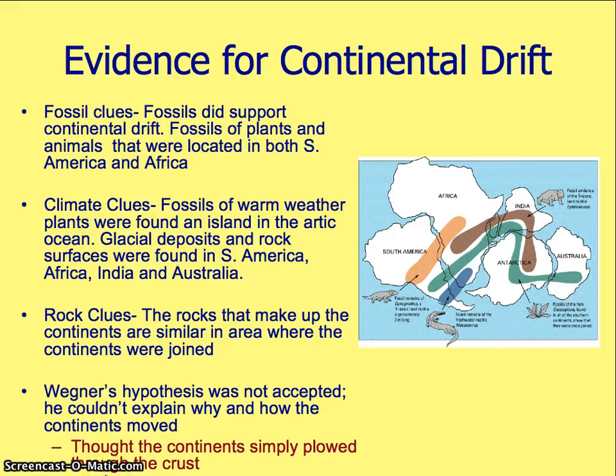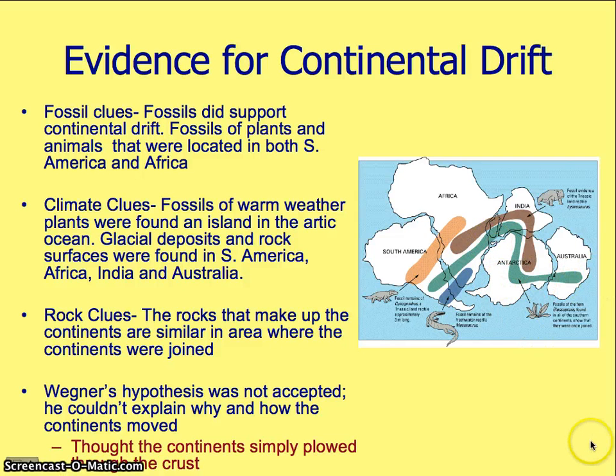Fossils of plants and animals were located in both South America and Africa. The same type of fossil, for instance, a type of alligator, might have been found both in South America and in Africa. Well, we know that the alligator couldn't swim there, so how did the fossil of that animal get to both places? And here on this map, you can see the different types of animals and where they were found all over the different parts of the world. So they must have been connected at some point.